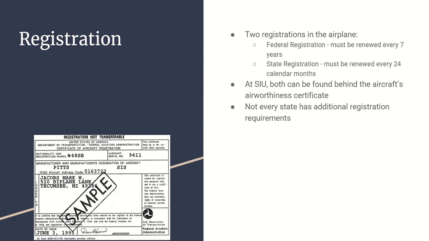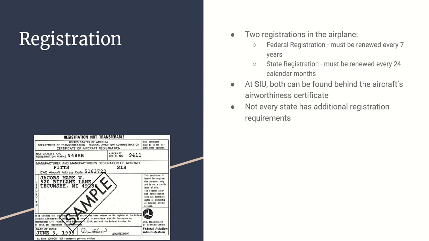So I'm not going to go through the story again. Registration. Two types are required in the state of Illinois. So federal registration is good for 7 years. So this time it's not calendar months, it's 7 years. And that's, of course, nationwide, right? So wherever you are, you have to have the federal, but you also have to have a state of Illinois registration if you reside in the state of Illinois, right? And this is every 24 calendar months for renewal.